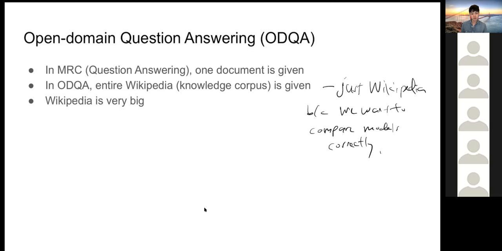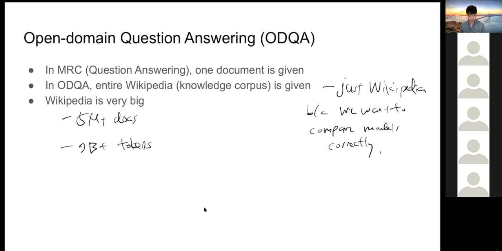But even Wikipedia is very big. Told you this has 5 million documents, and of course it's increasing every day. More than 3 billion tokens. It's very large. As a comparison, each Wikipedia document usually contains a few thousand tokens at most. Very long documents might have more than 10,000 tokens. So you're talking about a very large corpus, and apparently it's not practical to just put this entire document to your machine reading comprehension model. It's gonna take forever to read everything in Wikipedia.